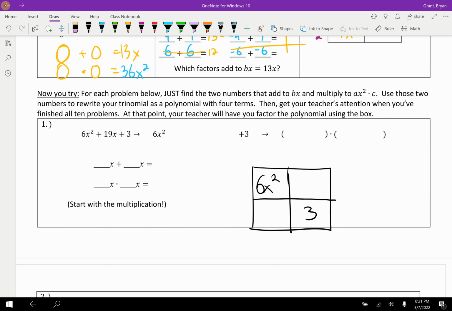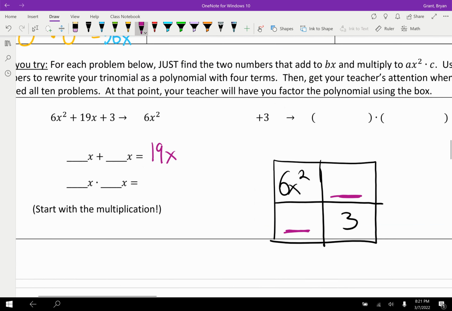To do that, I always write this out in two steps. We know that these two boxes better add back up to equal 19x, right? That's the whole point. When you combine like terms, you get 19x. However, and here is our shortcut, we also know that when we multiply this diagonal, it has to equal the other diagonal multiplied. So what do you get if you multiply 6x squared and 3? Well, that is going to give us 18x squared.